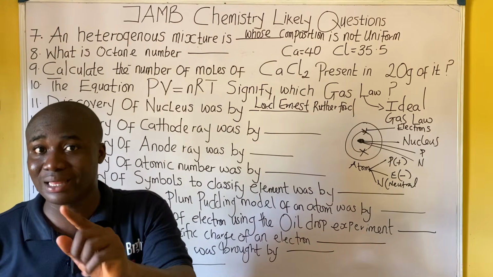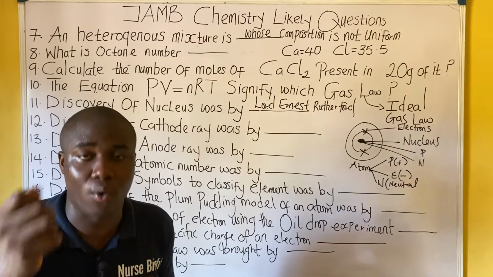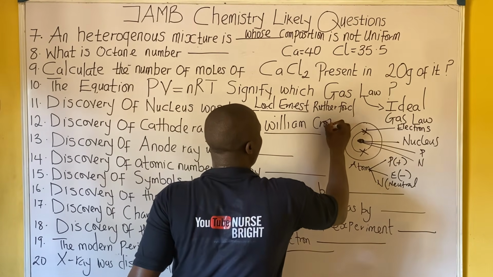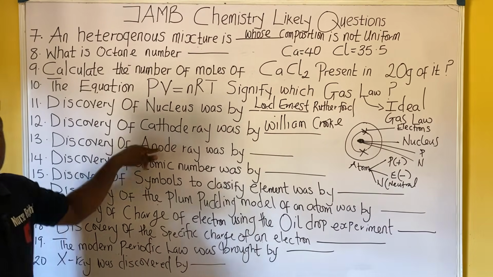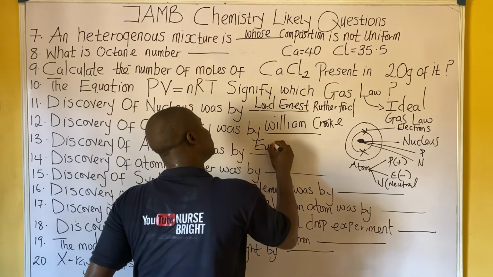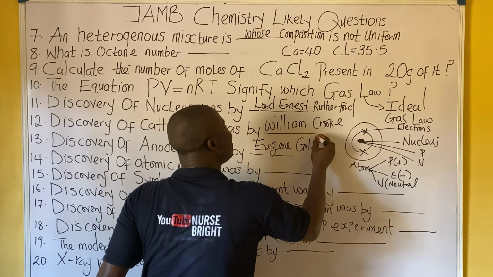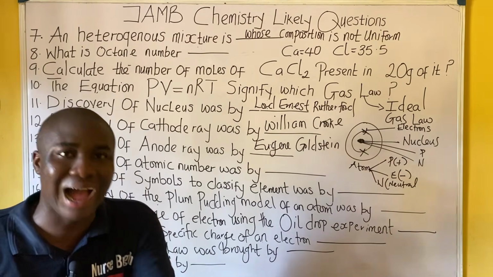Let's get into the next question, and it says, discovery of cathode ray was by. Now, you should know here that the cathode ray was discovered by a man called William Crook. So you should take note of that. Question number 13, it says, discovery of anode ray. Anode ray was discovered by a man called Eugene Goldstein. Take note.